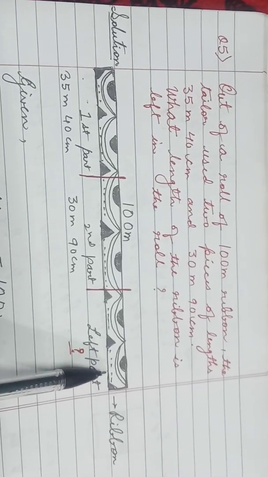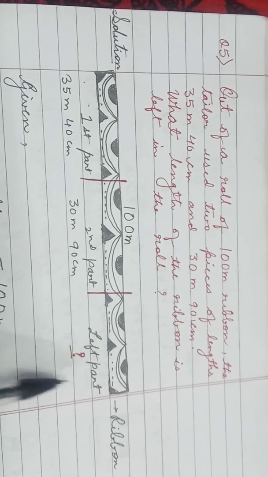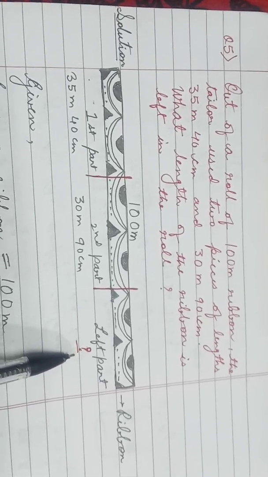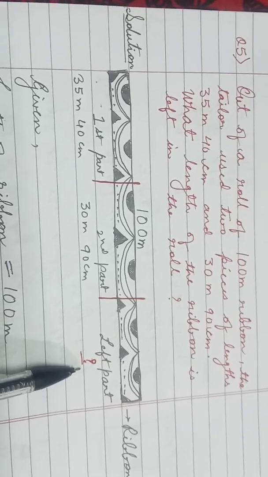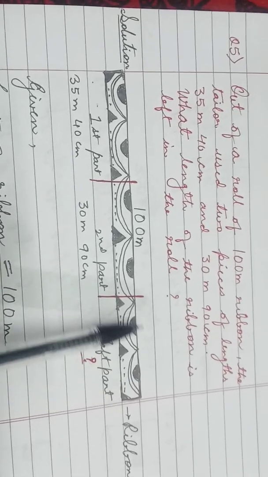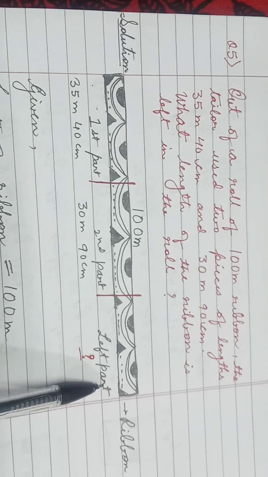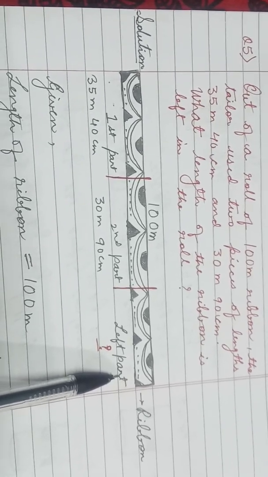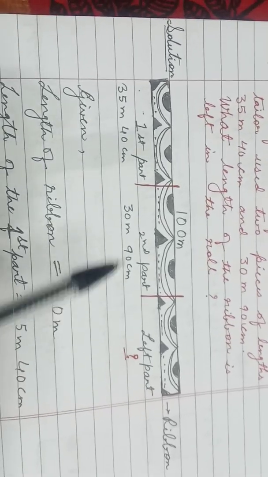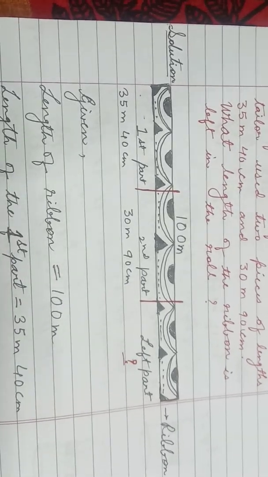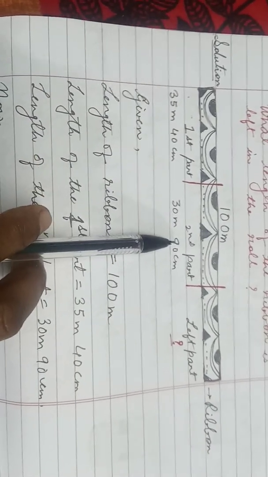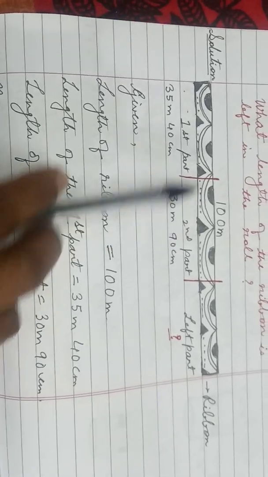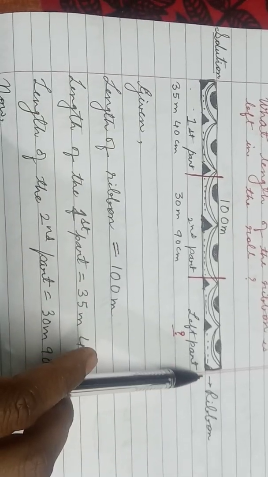Now children, you have to find the length of this left part. I have put here a question mark because we don't know this length. You have to find the length of this left portion. So children, how will you find? Yes. First of all, you add these two lengths, add the length of these two parts and then subtract it from the total length.